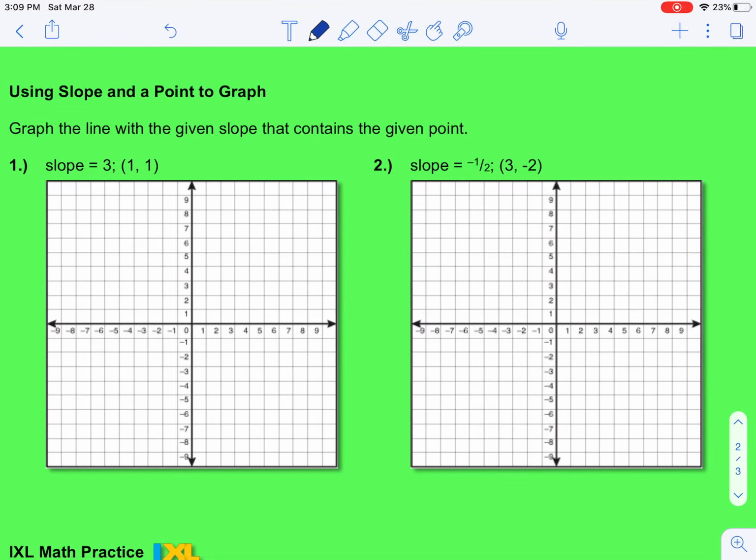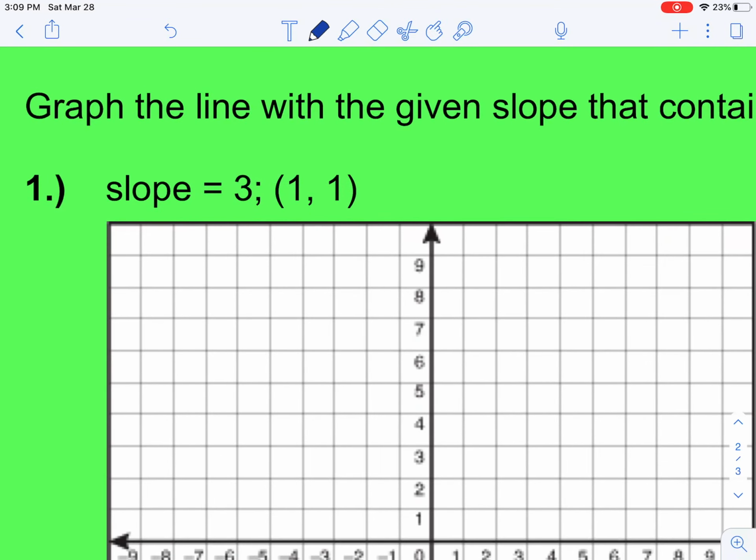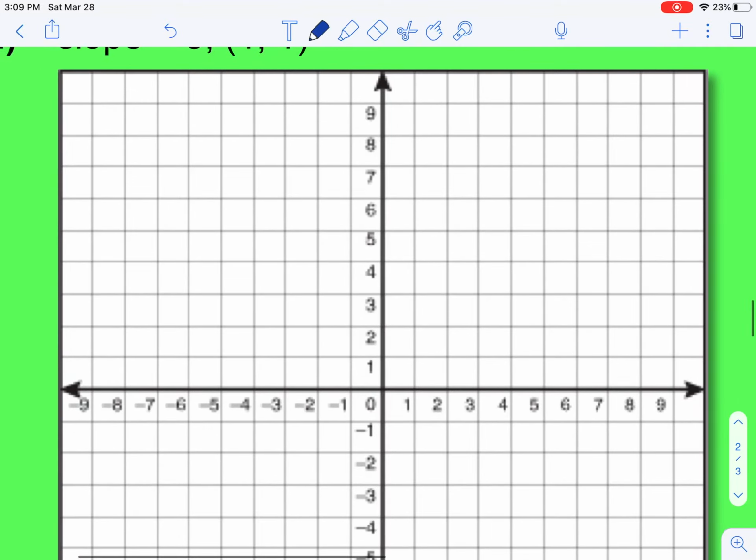All right, let's take a look at a couple graphing problems. So we're going to graph a line with the given slope that contains the given point. So in number 1, my slope is 3, and my point is 1, 1. So the first thing I'm going to do is graph 1, 1.